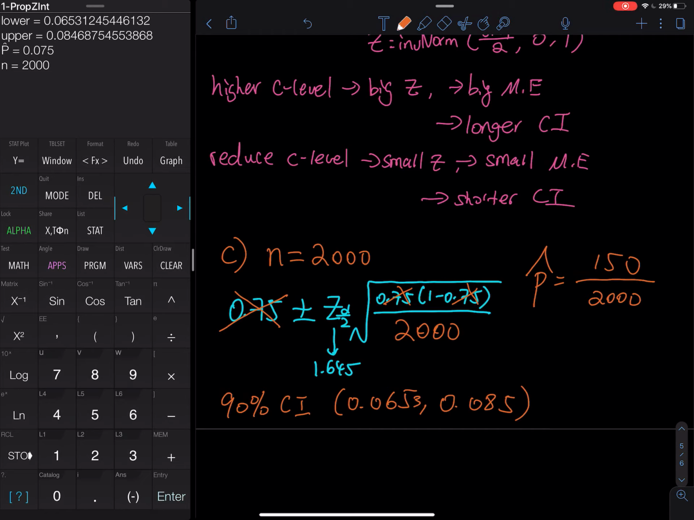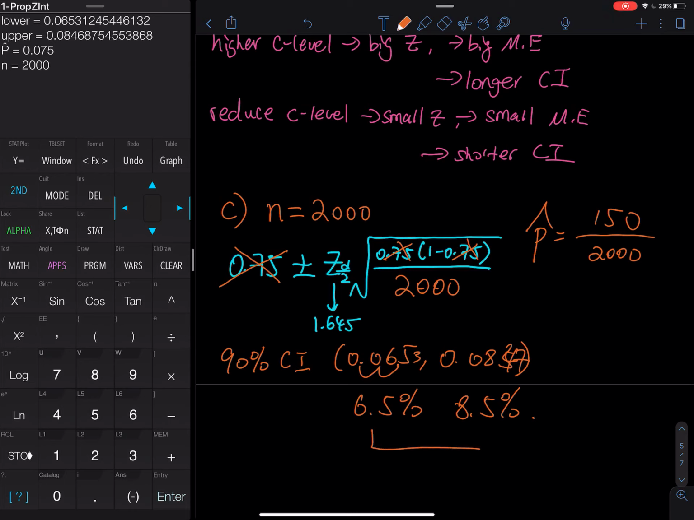0.0653 and then 0.0847. So this will be 6.5%, and then this will be 8.5%. So how long is that? 8.5 minus 6.5, so the length is 2%, right?